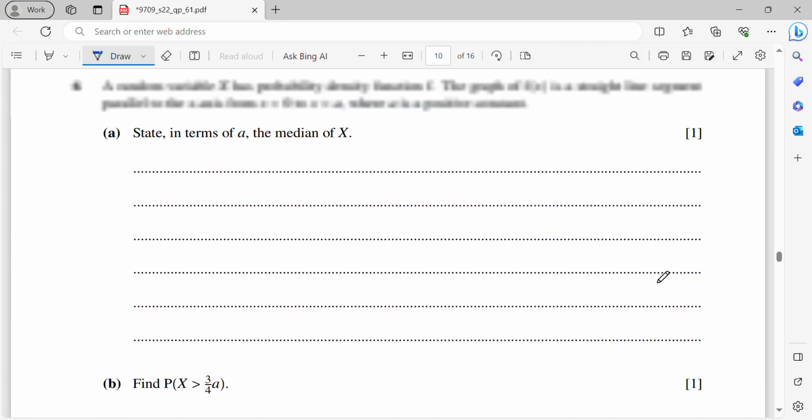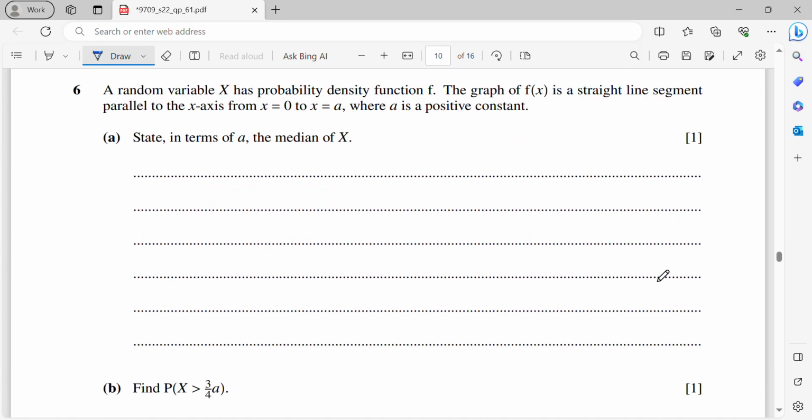Okay, question number 6. A random variable X has probability density function f. The graph of f(x) is a straight line segment parallel to the x-axis from x equals 0 to x equals a, where a is a positive constant. First part, a, state in terms of a the median of X.